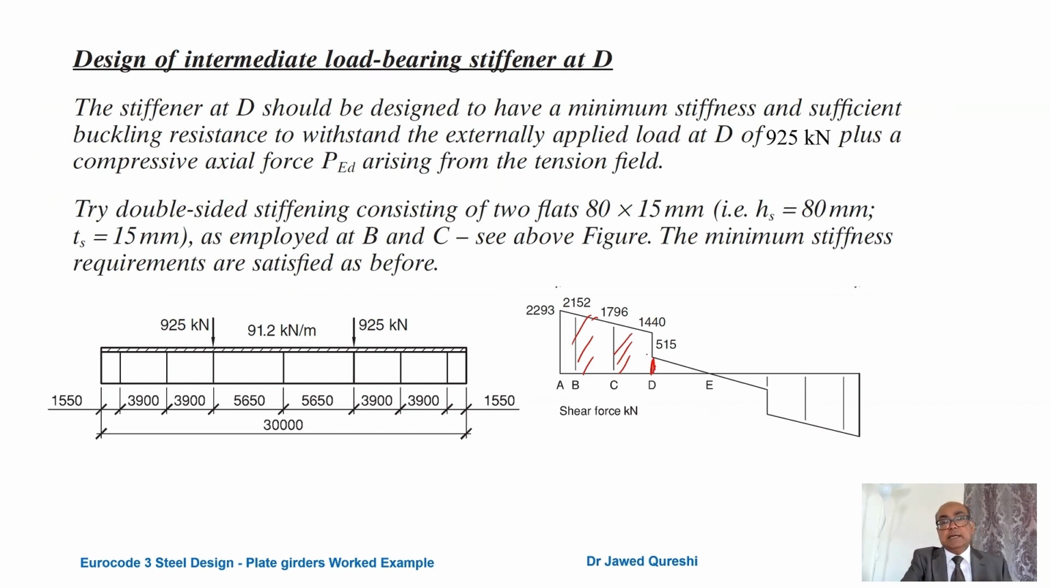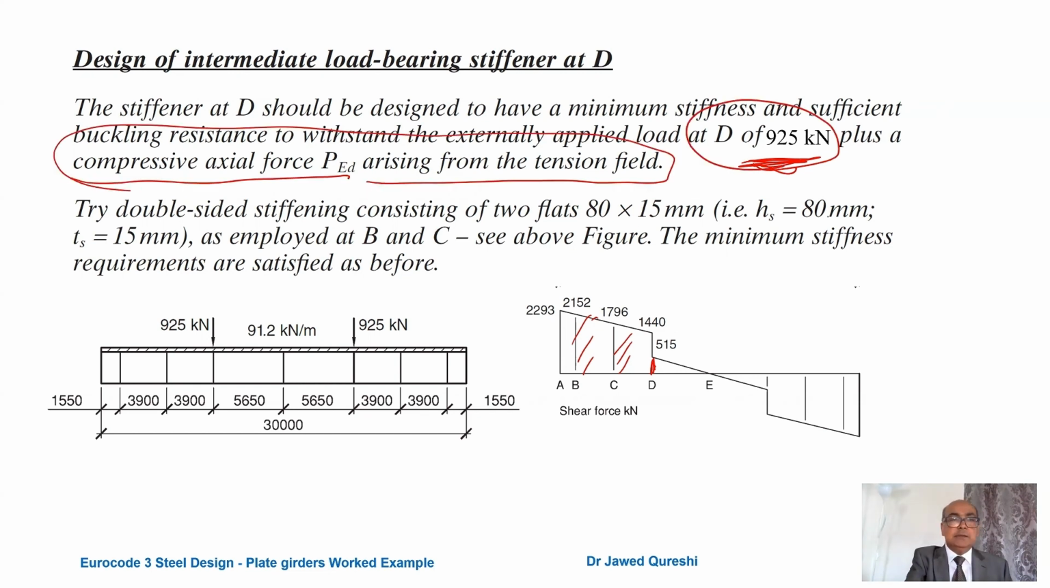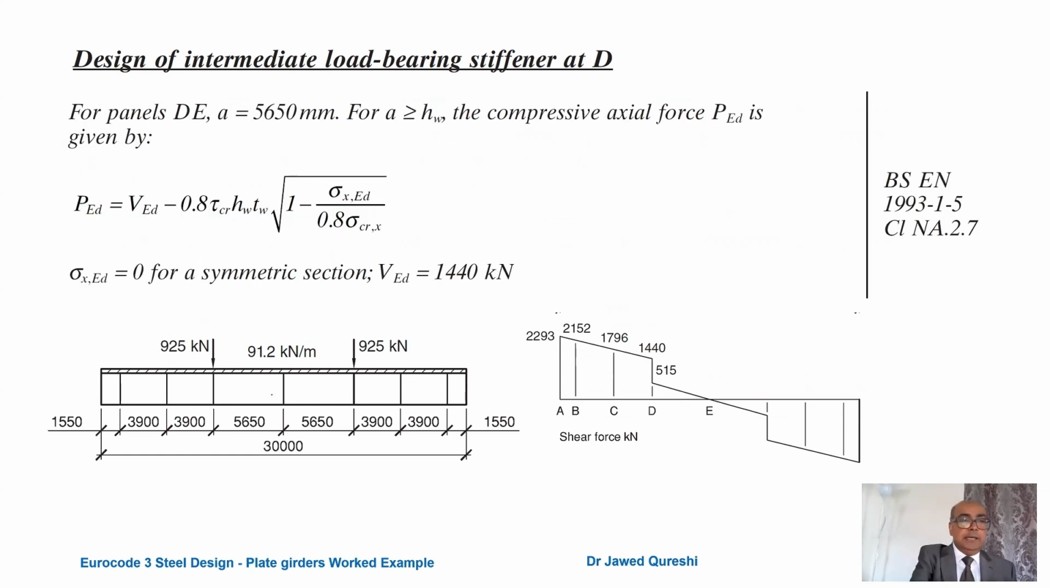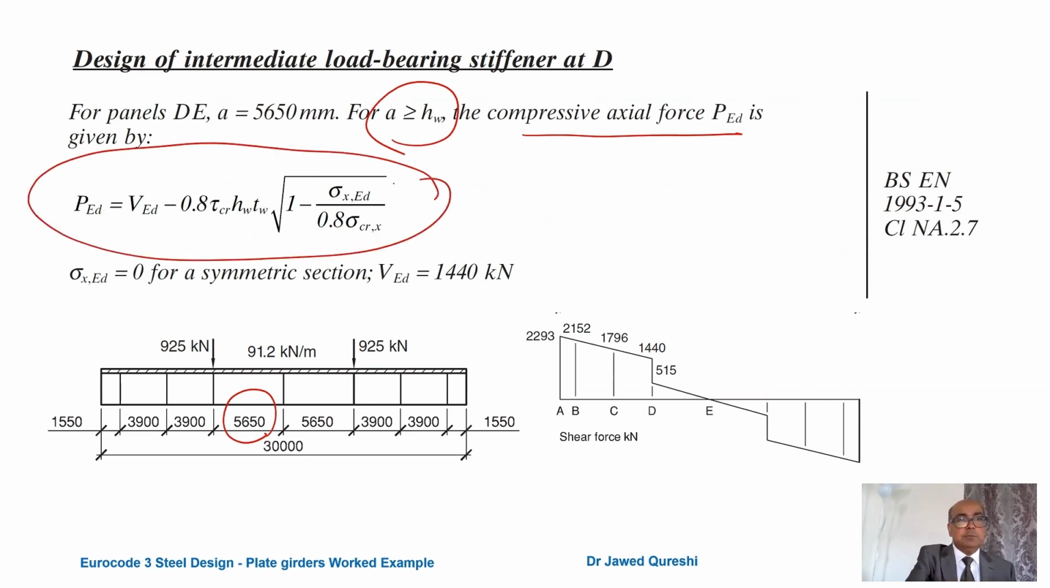This stiffener is taking not only the load from the tension field, it is also taking load from these universal beams, which is 925 kilonewton. Let us try the same 80 by 15 stiffeners, and the minimum stiffness requirements are the same as before. For panel DE, we have a as 5650 millimeter. Now, a is greater than h_w, so the compressive axial force is given by this formula, where sigma x,Ed is 0 for symmetric sections. It means that this portion is going to be 0, and that means that this entire portion will be equal to 1. And V_Ed is the applied loading, which is 1440 kilonewton.